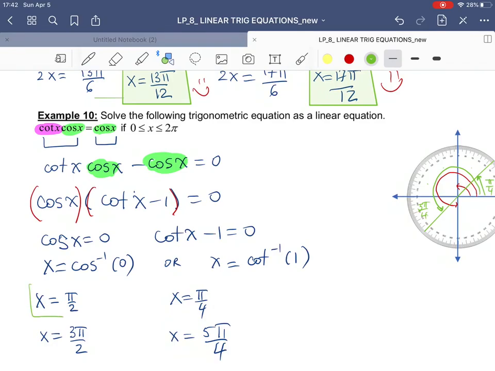And here we go again. Pi over 2, pi over 4, and then the next one is 3 pi over 2, and last but not least 5 pi over 4.